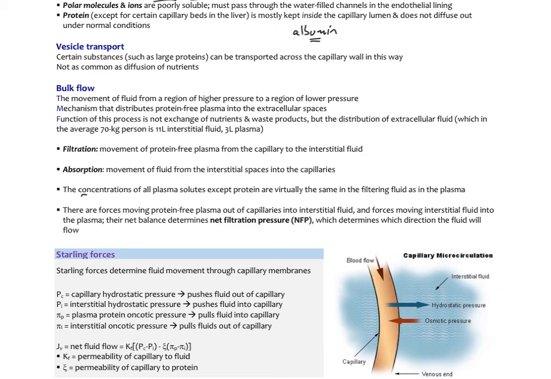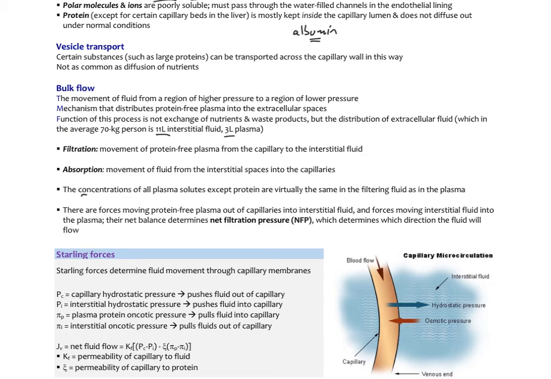So in the average 70-kilogram person, this would be the average person here has about 11 liters of interstitial fluid and 3 liters of plasma in terms of actual fluid. So one method of bulk flow is filtration, and that's a movement of a protein-free plasma from the capillary to the interstitial fluid. Absorption would be movement of fluid from the interstitial space into the capillary. So there's got to be a certain amount of filtration versus absorption, and that has to be kept in balance.